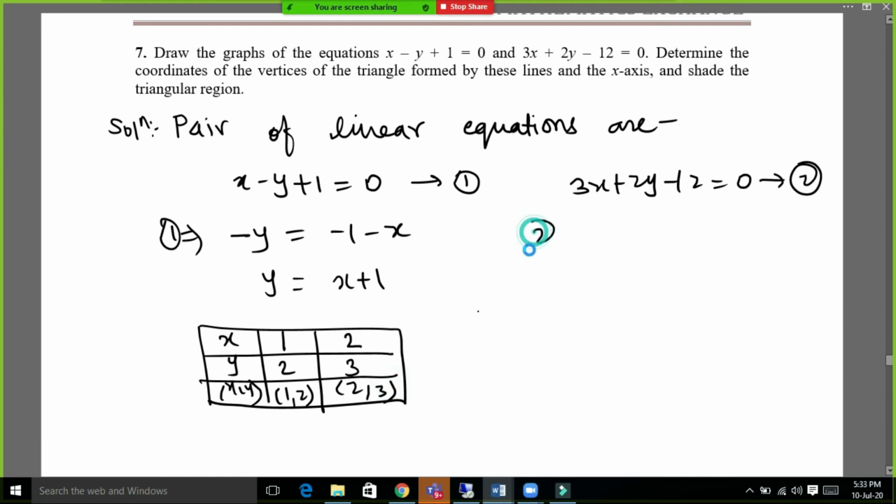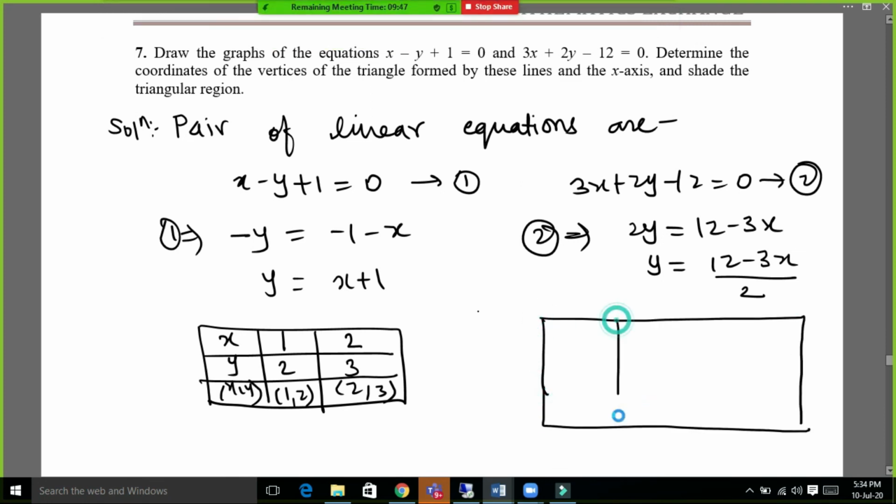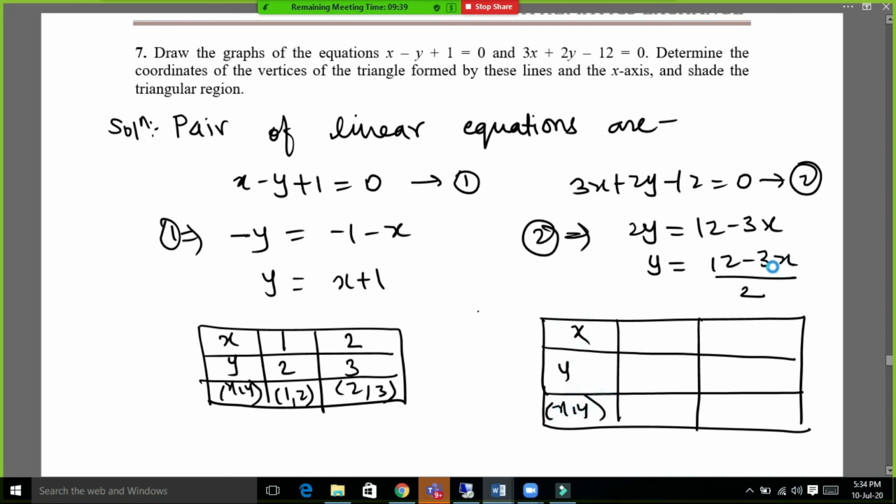Similarly, for the second equation, we get 2y is equal to 12 minus 3x. So y is equal to (12 minus 3x) upon 2. Again we represent it in tabular form. Here we consider the value of x as 0. So 2 sixes are 12, so 12 by 2 is 6. We get 0 comma 6.